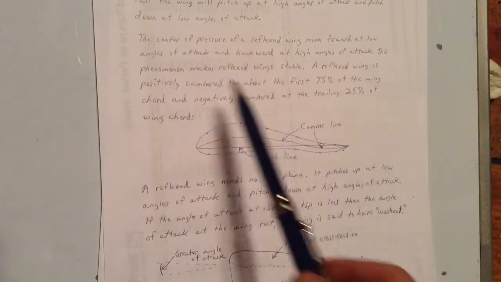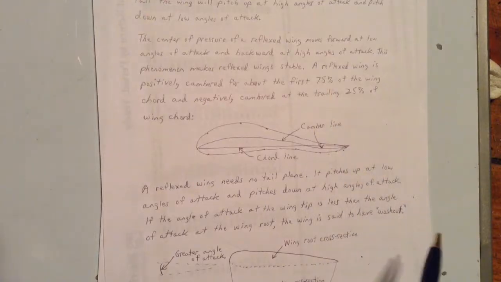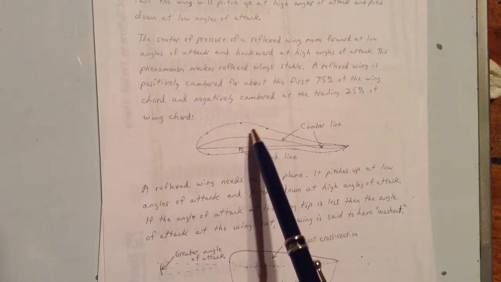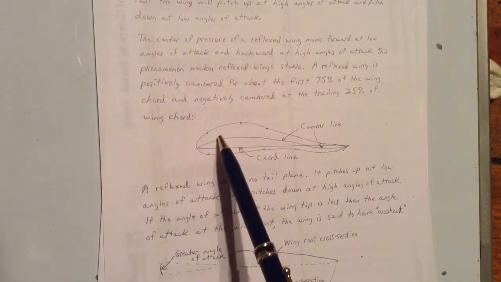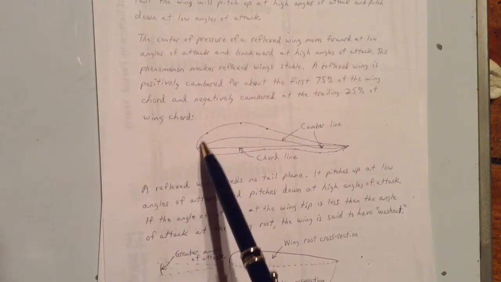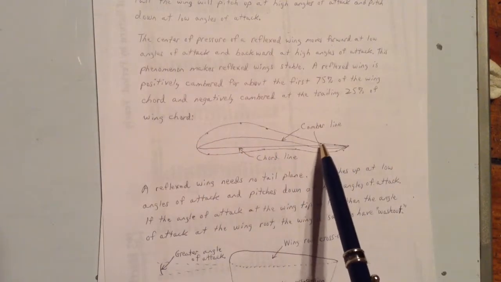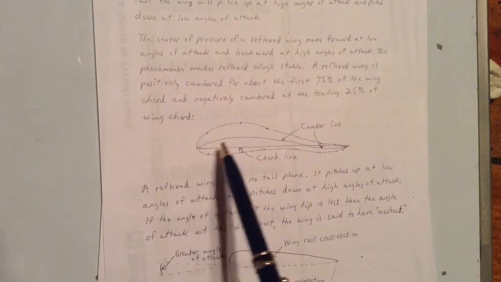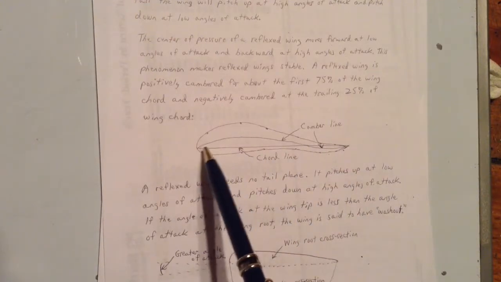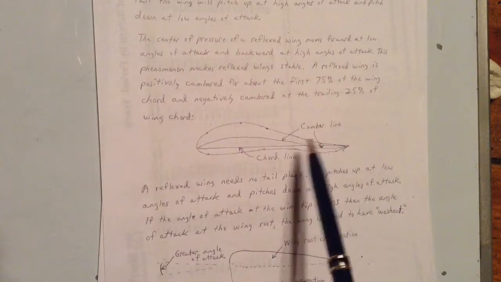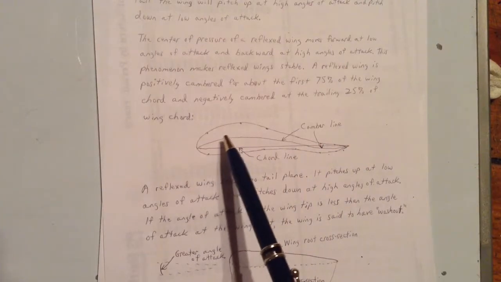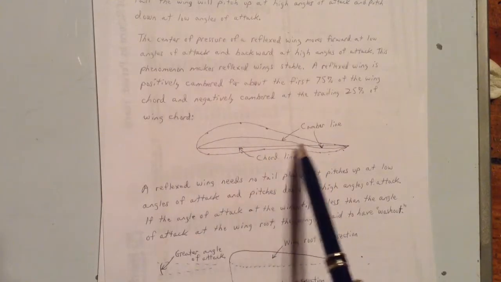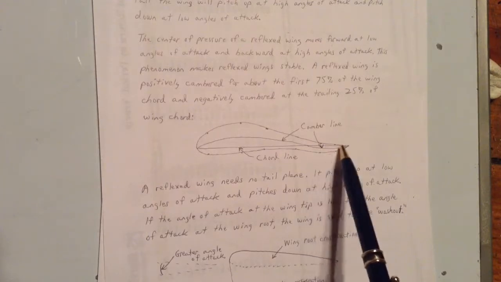A reflexed wing is positively cambered for about the first 75%. See our camber line here? The camber line is always halfway between the top of the wing and the bottom of the wing, no matter where it is. That distance equals that distance. That distance equals that distance. The camber line's always halfway between the top and the bottom. It coincides with the chord at the beginning and the end, but not necessarily all the way along. With a reflex wing, the camber line curves up above the chord line for about the first 75% of the chord. Then it dips down below the chord line for the last 25%.